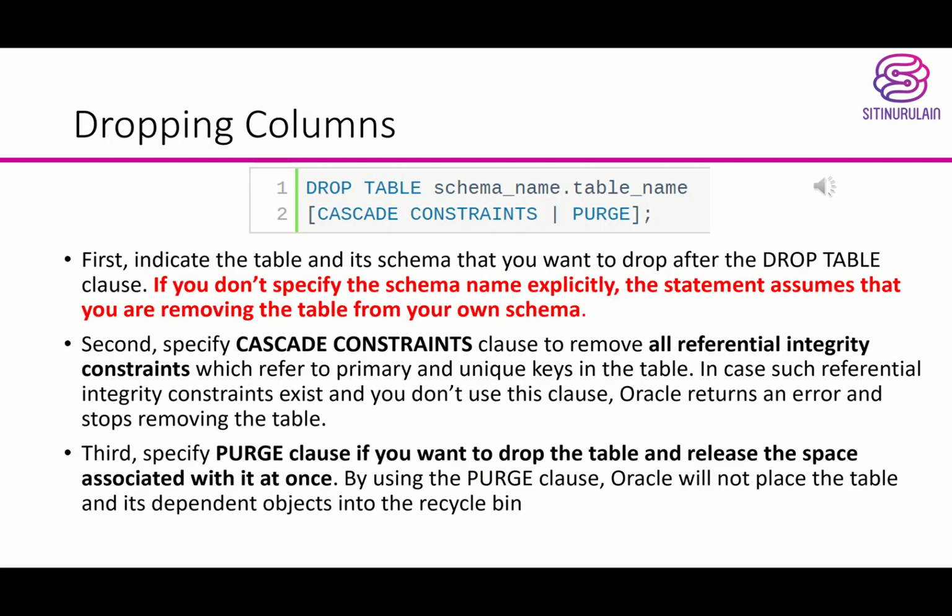How to drop a table. First, indicate the table and its schema that you want to drop after the drop table clause. If you don't specify the schema name explicitly, the statement assumes that you are removing the table from your own schema. Second, specify the cascade constraints clause to remove all referential integrity constraints which refer to primary and unique keys in the table. In case such referential integrity constraints exist and you don't use this clause, Oracle returns an error and stops removing the table. Third, specify the purge clause if you want to drop the table and release the space associated with it at once. By using the purge clause, Oracle will not place the table and its dependent objects into the recycle bin.